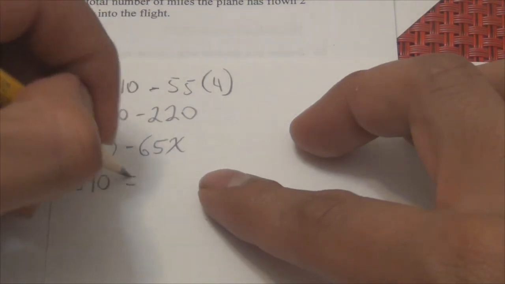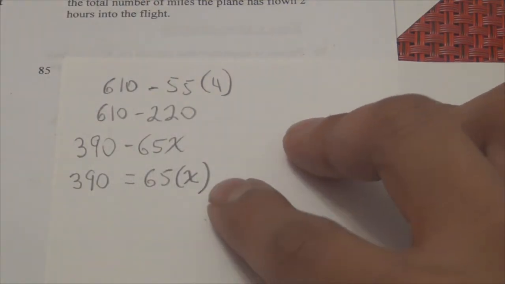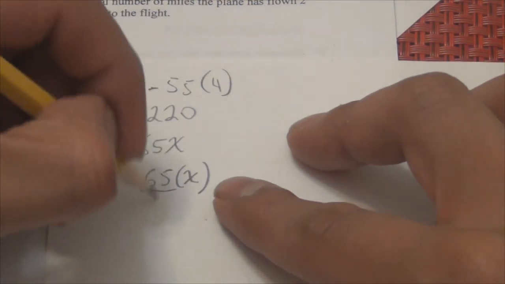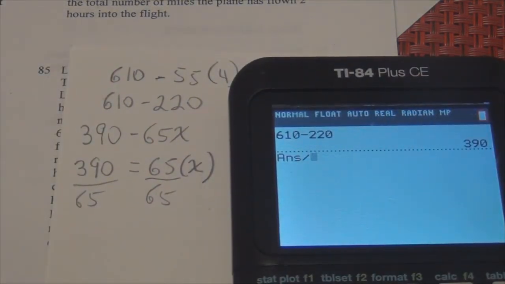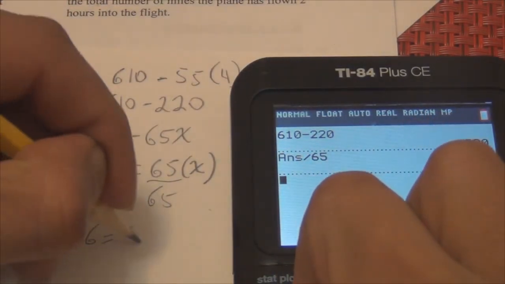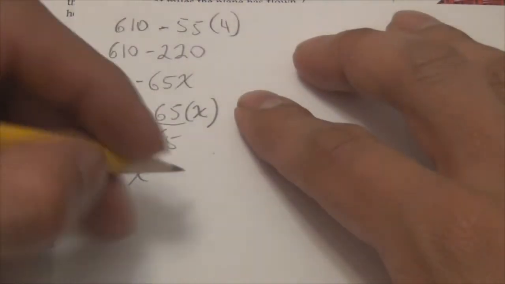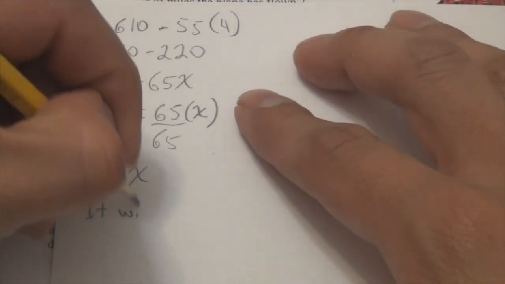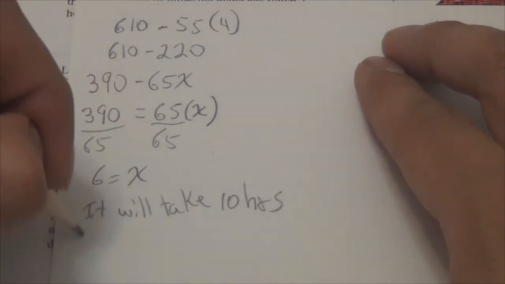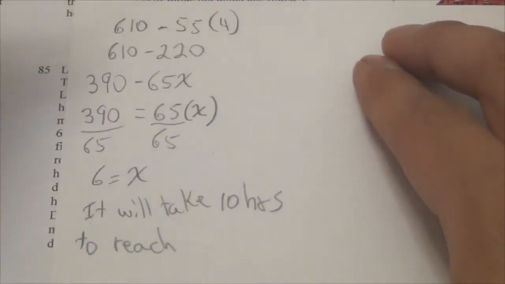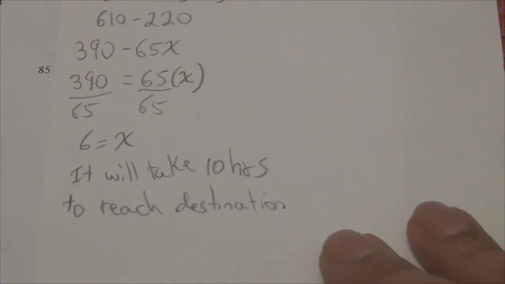So I'm going to set up an equation. 390 miles is equal to the amount of driving that Daddy is going to be doing, 65 times x, for I don't know how long. So let's divide by 65 on both sides. 390 divided by 65 is 6. So Daddy drives for 6 hours, Loretta for 4, and it will take the family 10 hours to reach the destination. You write destination. Now we have answered the first one.